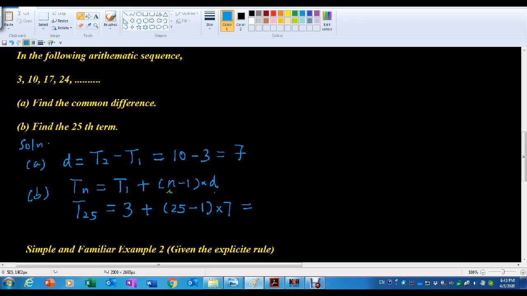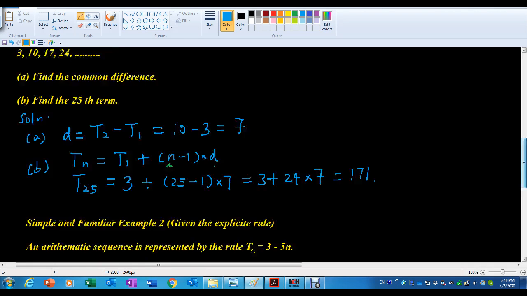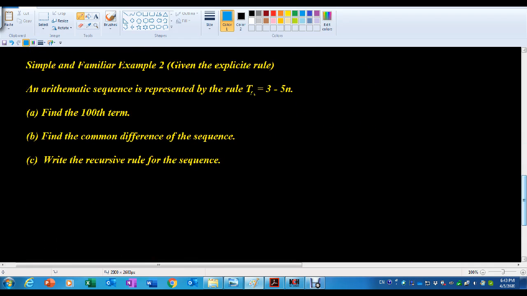Okay, so of course you know that you have to do the 25 minus 1 first. So that would be our equation. You can use your calculator to find it. So that would be the case. Okay, so that's how we use the explicit form to find a particular term. Okay, so let's have a look at the second example.